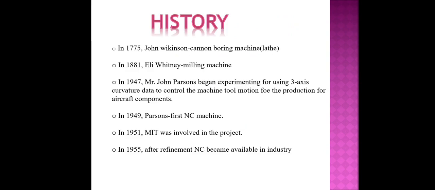History of CNC machine. In 1775, John Wilkinson invented the cannon boring machine. In 1818, Eli Whitney's milling machines were invented. In 1947, Mr. John Parsons began experimenting with using three-axis curvature data control.